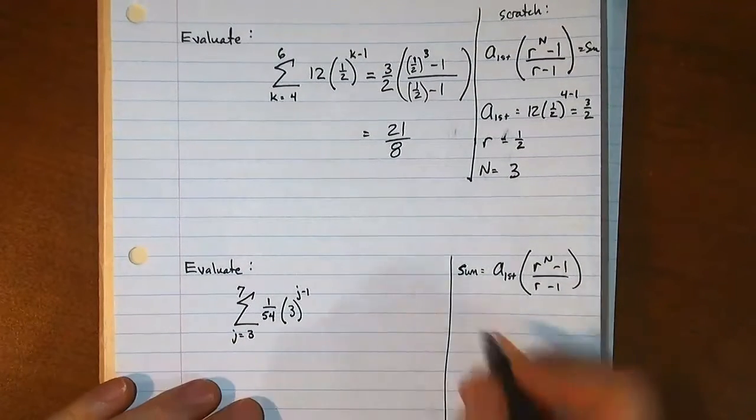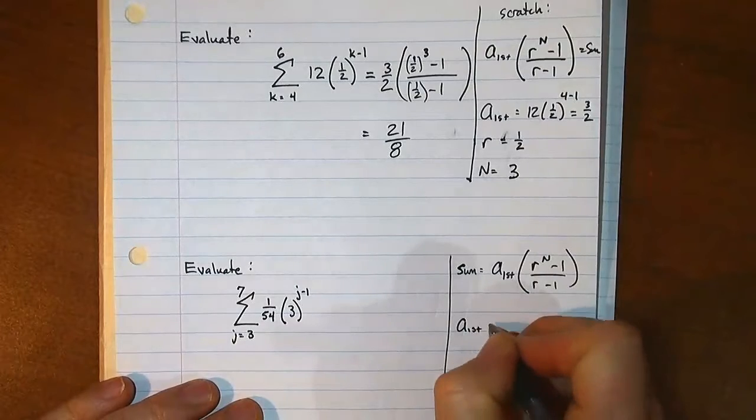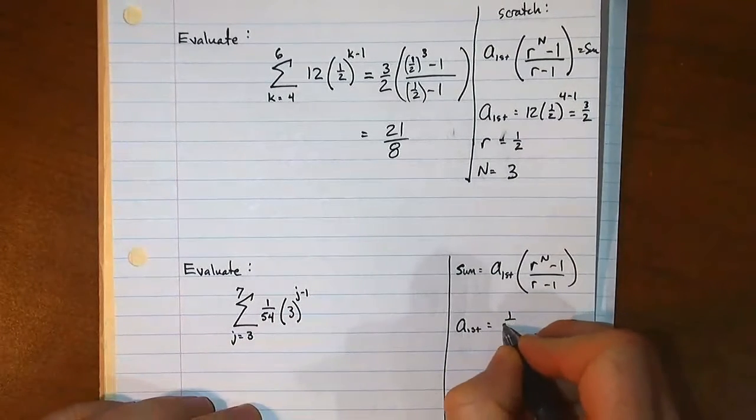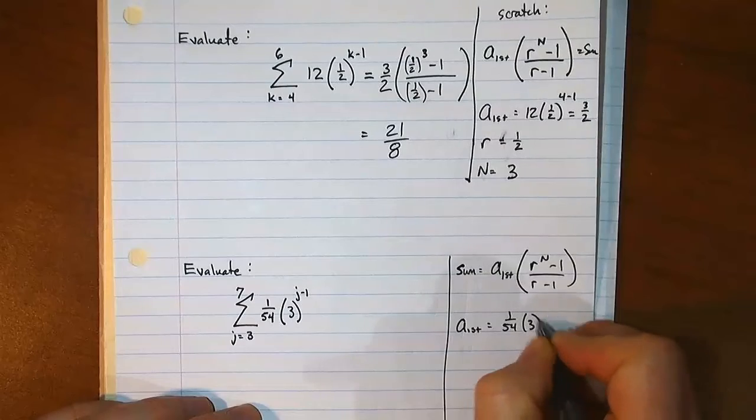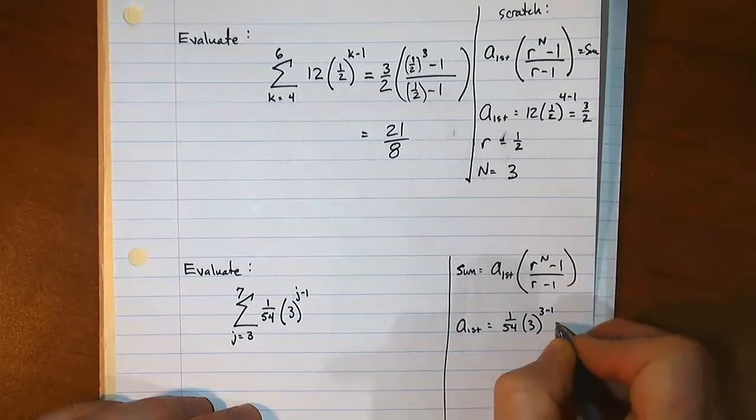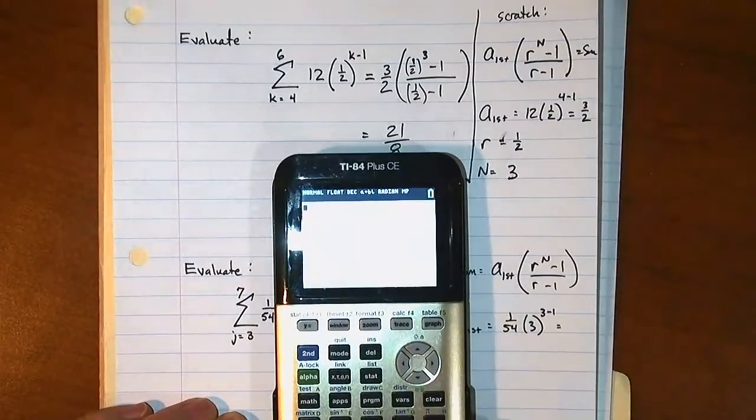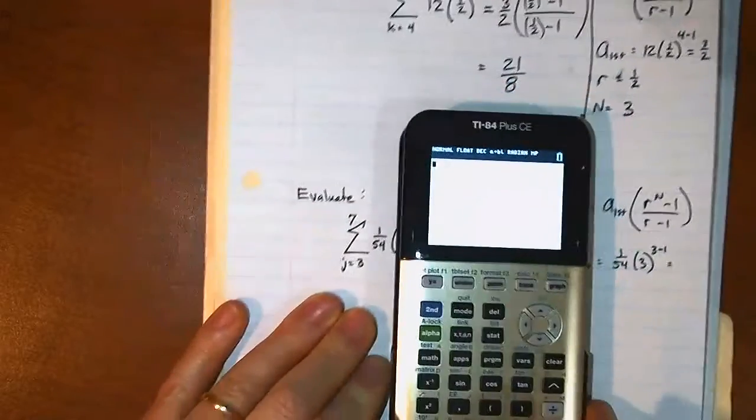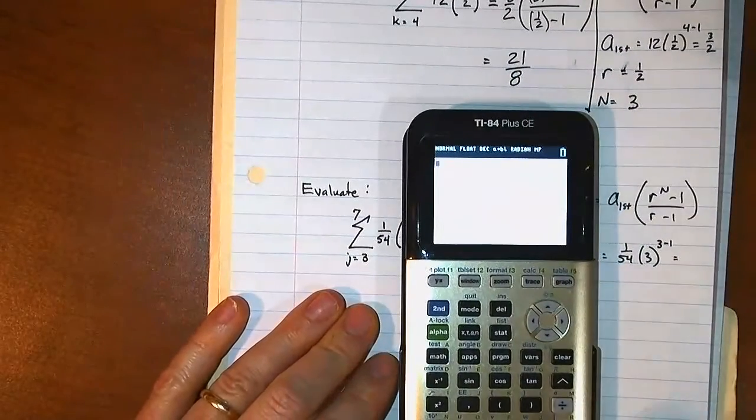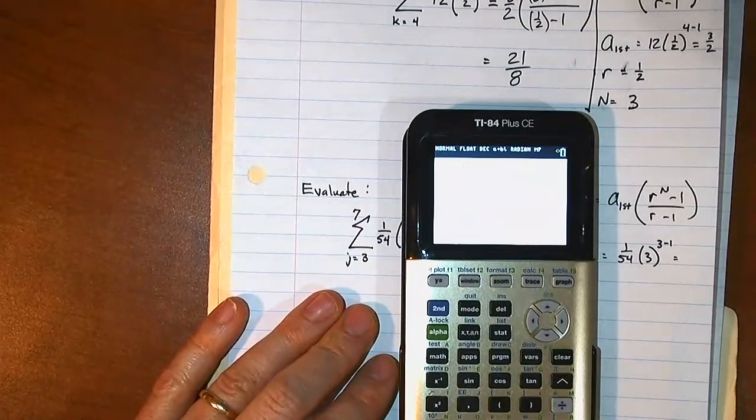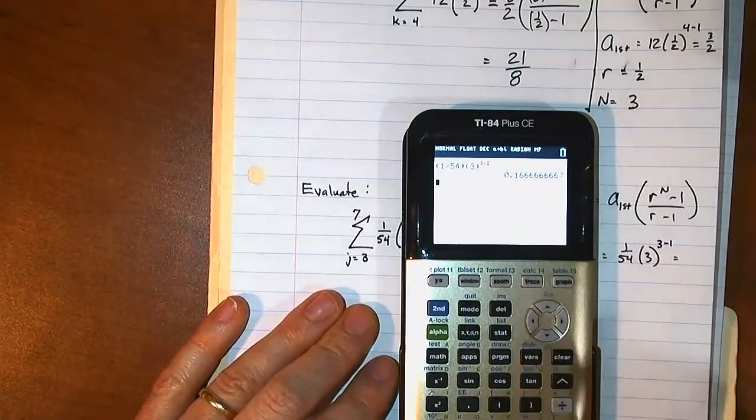Okay, so I need to find my first term. My first term is what I'm going to get when I plug a 3 in for j. So I'm going to have this times 3 to the 3 minus 1 power. And since I'm not real good with my dividing by 54s, I don't know those times tables very well, I'm just going to type this one into my calculator. So 1 over 54, and then times 3 raised to the 3 minus 1 power. And it looks like I get this big funky decimal.